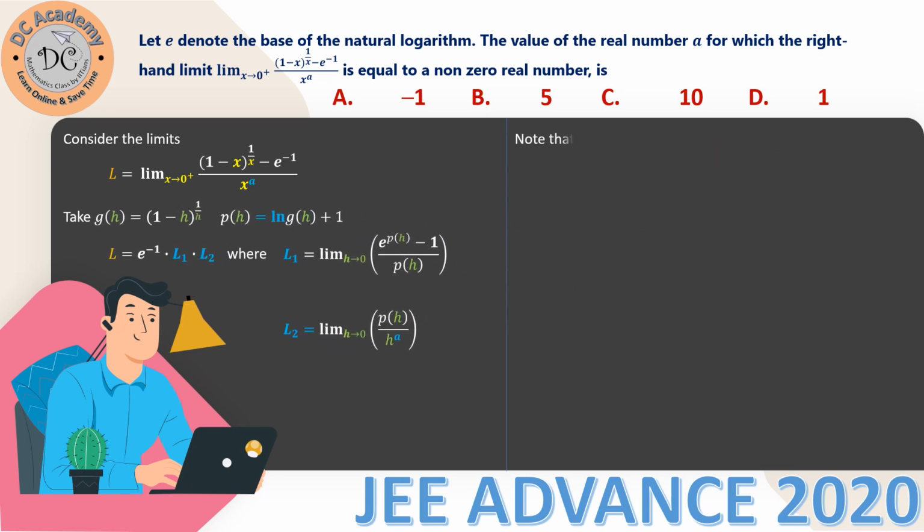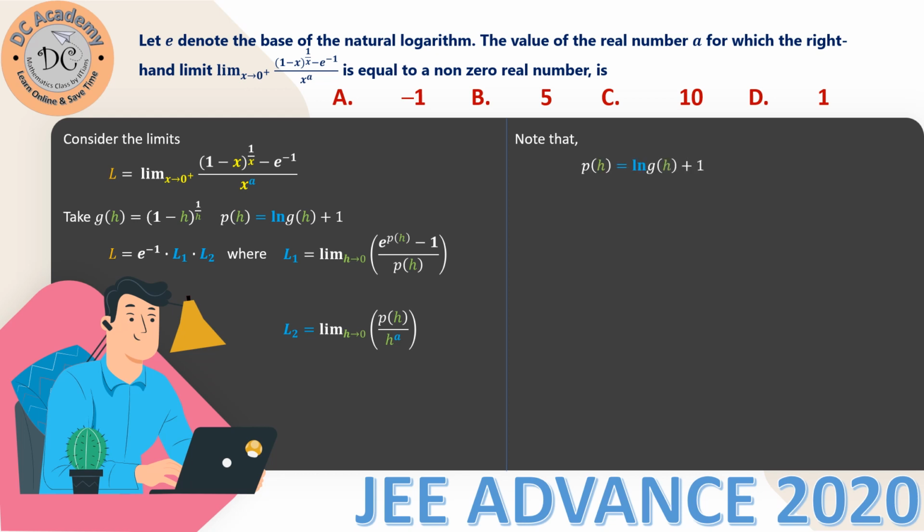First, we consider here that L1 limit. To obtain the L1 limit, we first see that L1 is equal to limit h tends to 0 of (e to the power pH minus 1) by pH. Now here, if h tends to 0 implies pH also tends to 0, then only we can apply the standard limit. So first we have to understand what is pH.